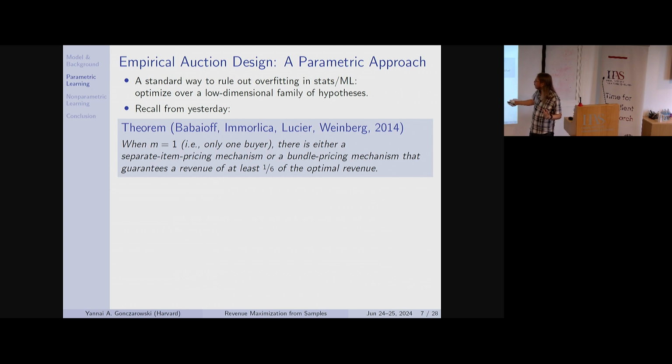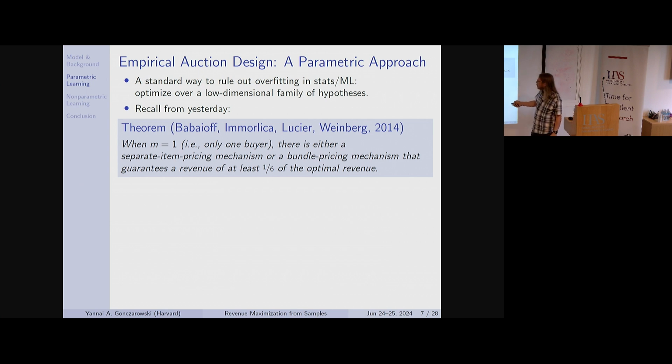So recall from yesterday, I think Sergio mentioned this, when there was one buyer. This is a beautiful theorem by Moshe, who's sitting here, and by Nicole Morlika, Brandon Lucier, and Matt Weinberg. When m equals 1, when there is only one buyer. And I'm phrasing it a bit differently than you would usually see it.